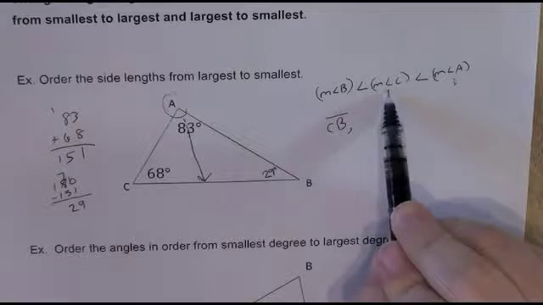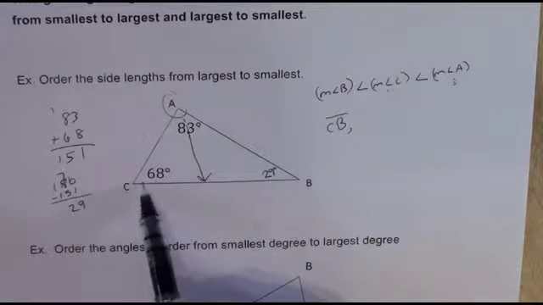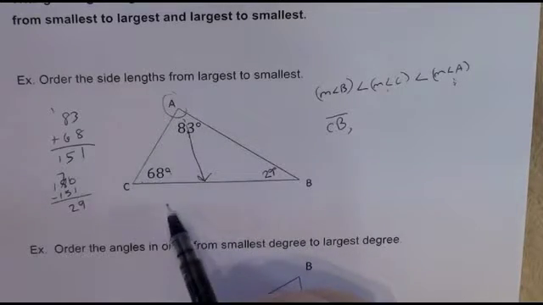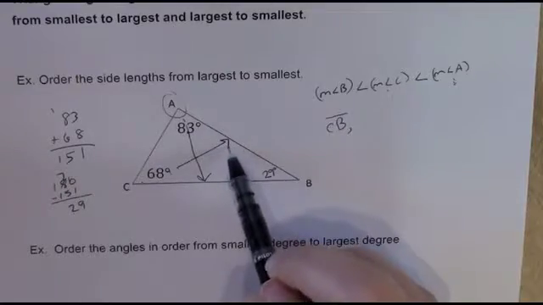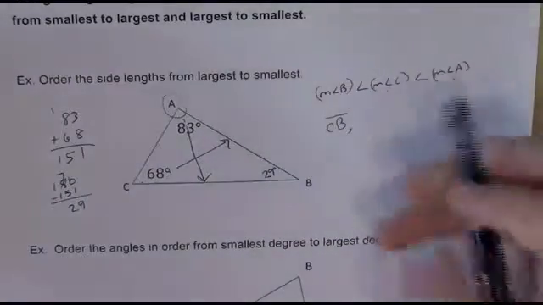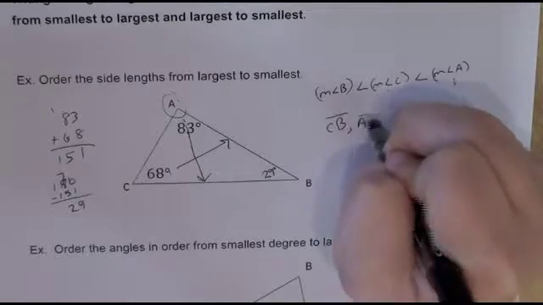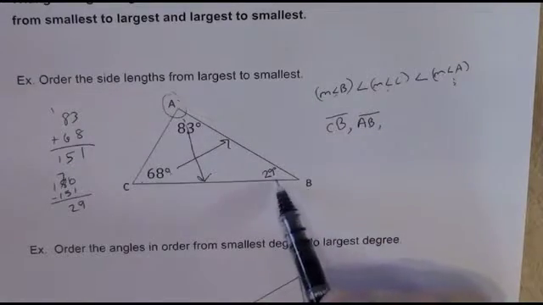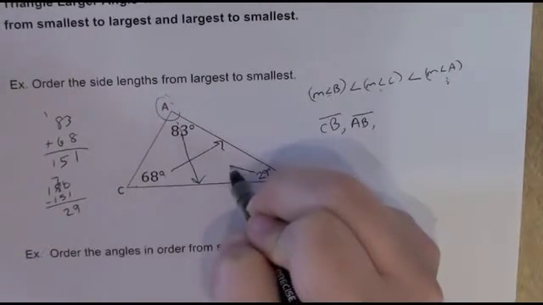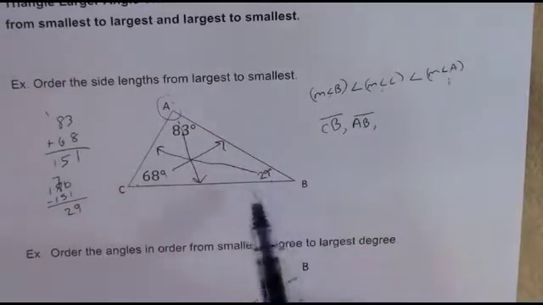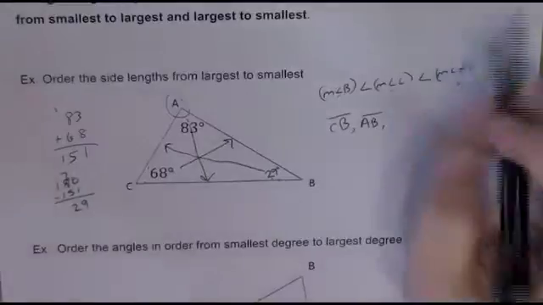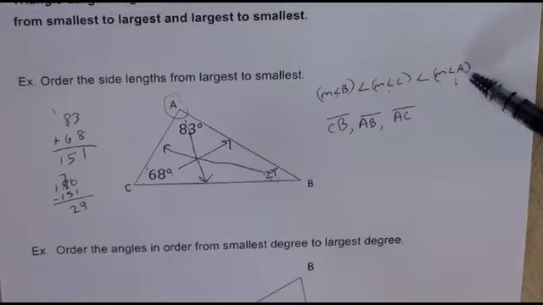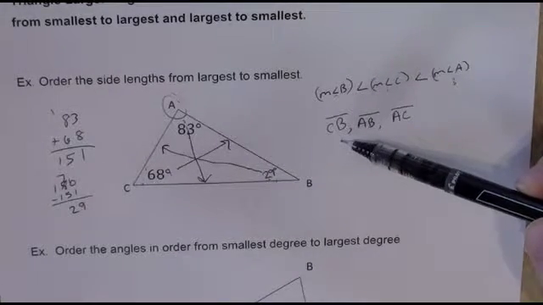Now, angle C is the angle with the middle measure. That's the 68. From the 68, don't touch either side of the 68, but go across the triangle, and that's the side from A to B. Side AB is next. The smallest angle, the 29, go across the triangle. Across from the 29 is the side AC. So the largest angle, angle A, was across from CB, so that went first.